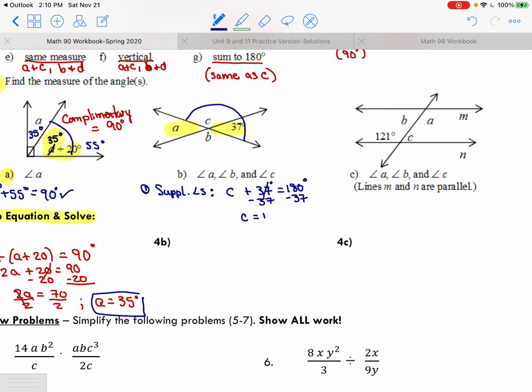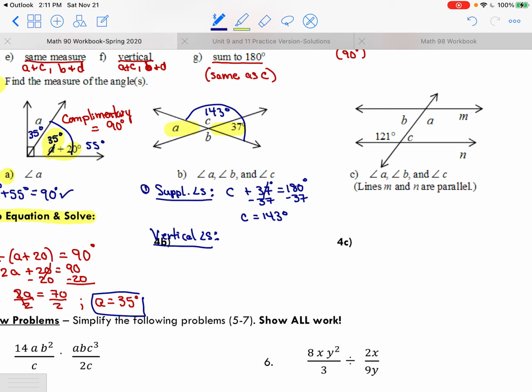Okay, so C would be 143. And I could go up and just put that in there. All right. And then because of vertical angles, it's kind of a good idea for you guys to write out why you're setting up your equation as you do. It's really great when I can see, oh, you're saying because of supplementary angles, this is why you have this equation.